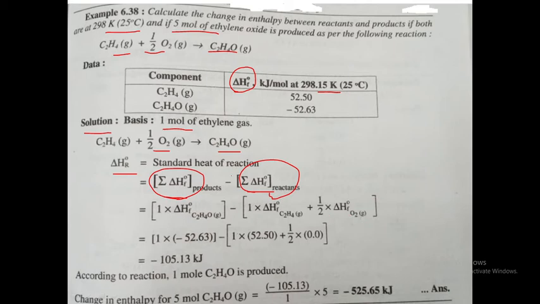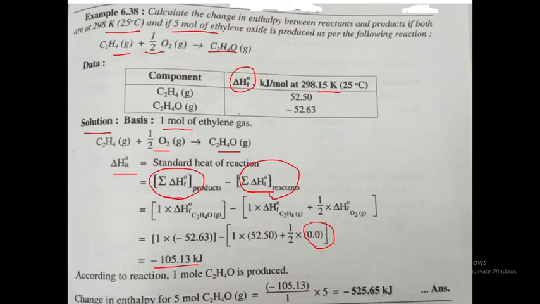Okay. But we have only the ethylene and ethylene oxide standard heat of formation values. Substitute here. What about the oxygen standard heat of formation value? 0. Why? Because, as I said, components not given in the problem we should take as 0. Are you clear or not? Okay. So we don't have the oxygen value, simply you should take it as 0. Okay. So finally we get delta H R naught equal to minus 105.13 kilojoule. Are you clear or not?